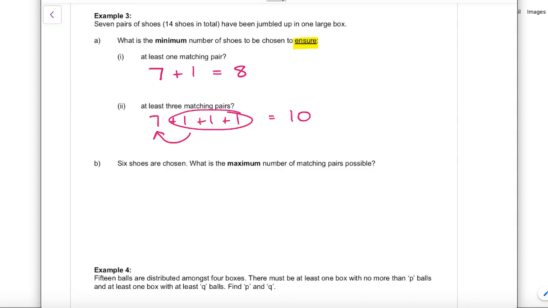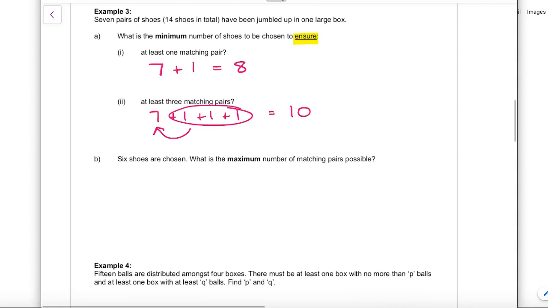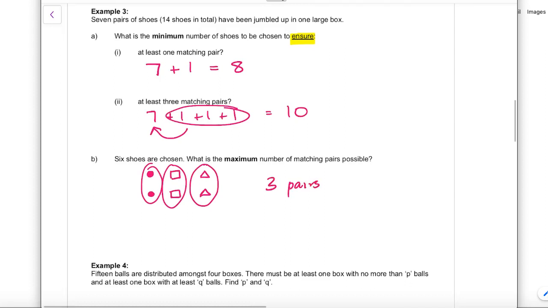We can think of this in another way. 6 shoes are chosen. What's the maximum number of matching pairs possible? So if we think about those 6 shoes, if they all had some form of pair that matched, we could get a maximum of 3 matching pairs. That's like a best case scenario.